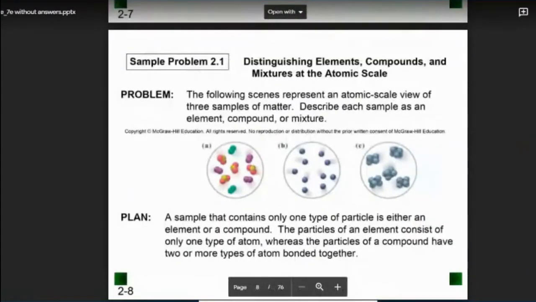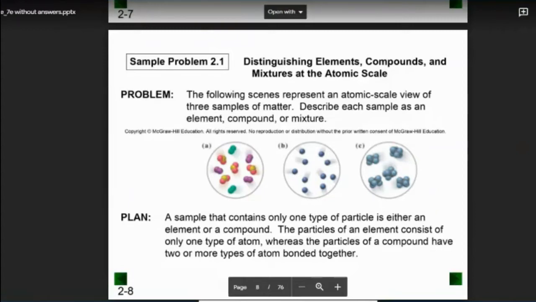All right, we'll do this one relatively quick. It's a picture, so it's nice. Some of these we'll do together right now. Another time we'll wait and we'll do them together in class. All right, the following scenes represent an atomic scale view of 3 samples of matter. Describe each sample as an element, compound, or mixture. All right, let's start with A.